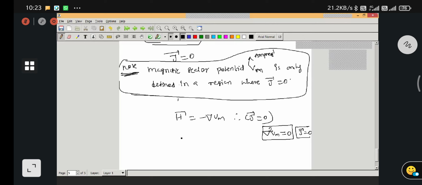We know the fourth Maxwell equation, del dot B equal to 0. What is the B and H relation? B equal to mu naught H. I'm writing fast. I think 5 minutes will be closed.